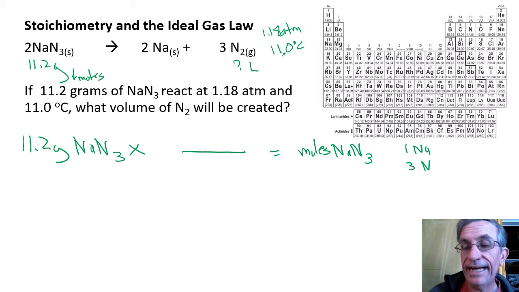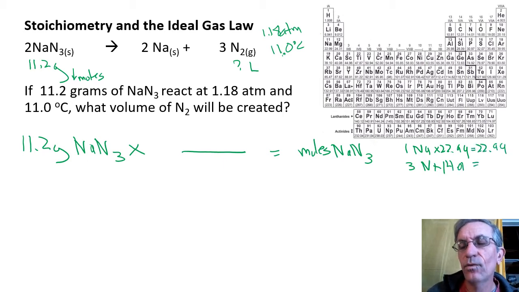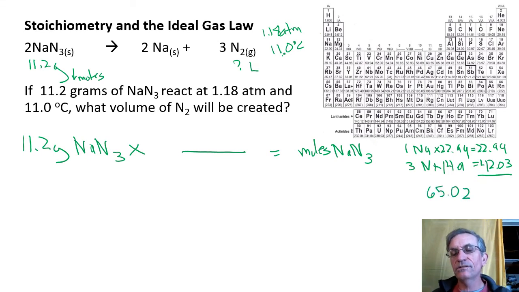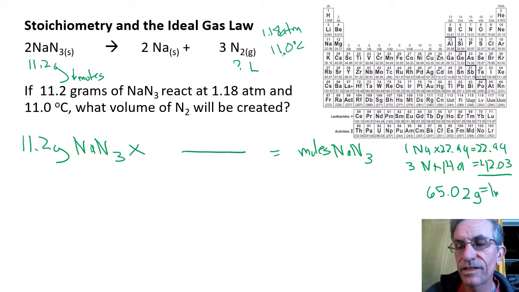Okay, it should add up to, let's see here, I think it's 65 if I remember right. Let me do it. 1 sodium, 3 nitrogens. You put it all together, 22.99 and 14, you triple 14, that's 42.03. Yeah, you put it together, you should have gotten 65.02. All right, 65.02. What does that mean? 65.02 grams equals a mole. So with that, we're going to use that 65.